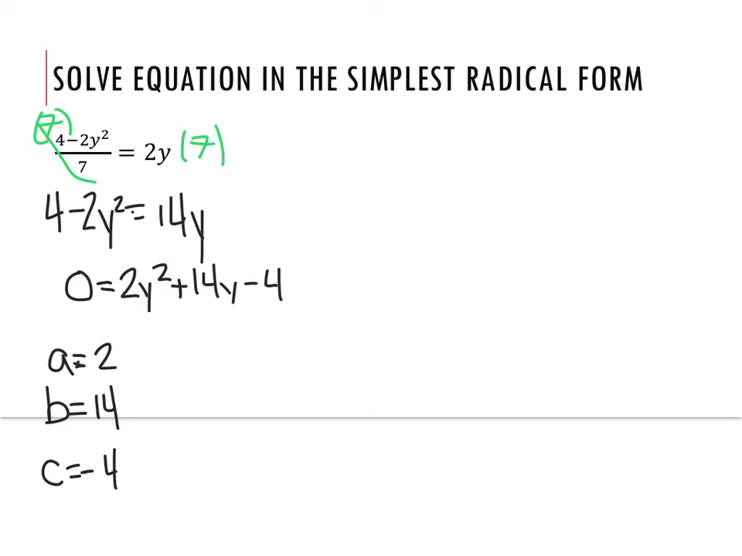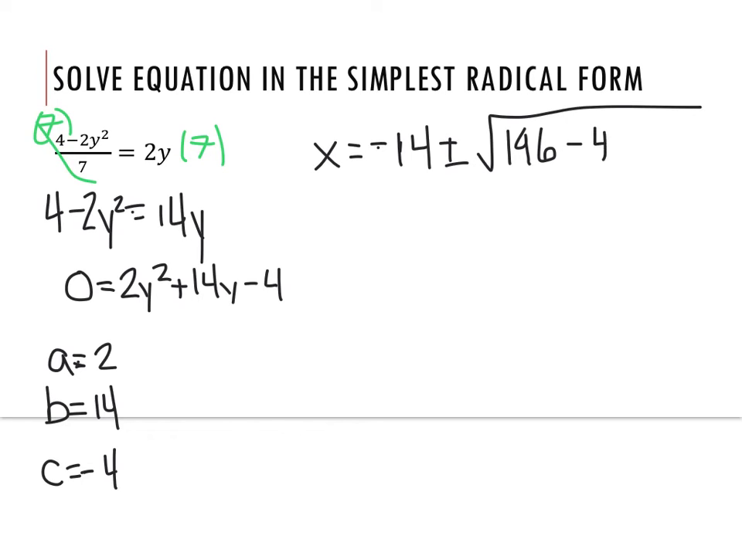So again, I'm going to sing it. That's how I remember. X equals negative b plus or minus the square root b squared. 14 squared, 196. Minus 4ac, don't forget it's negative 4, all over 2a.